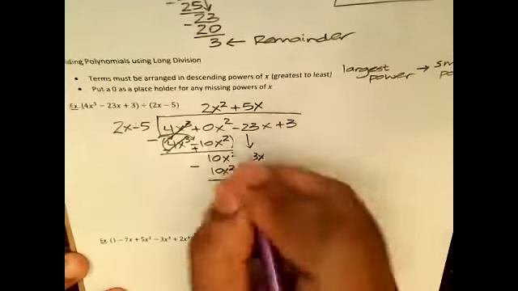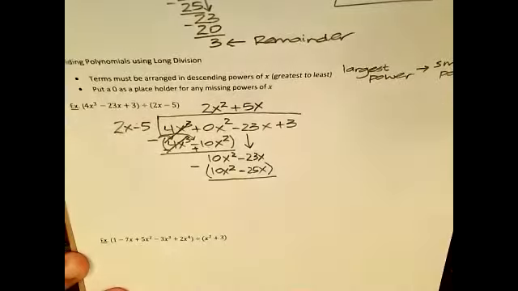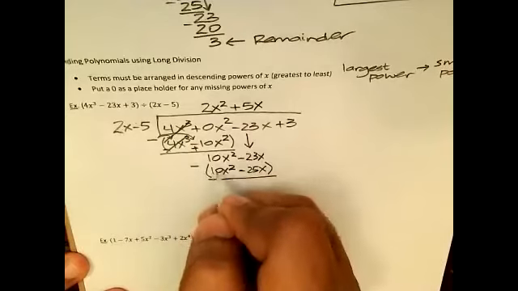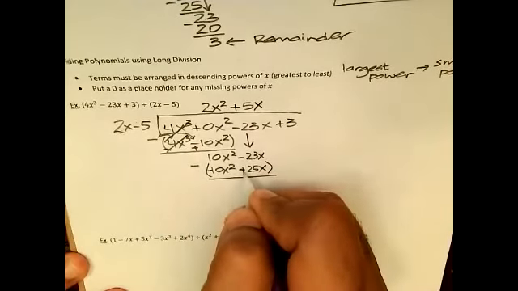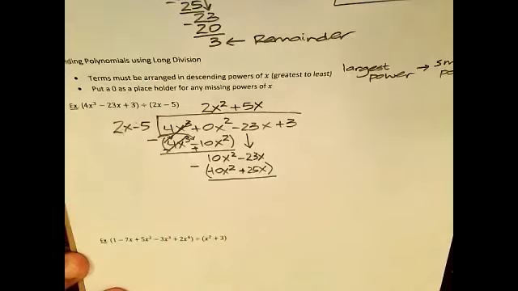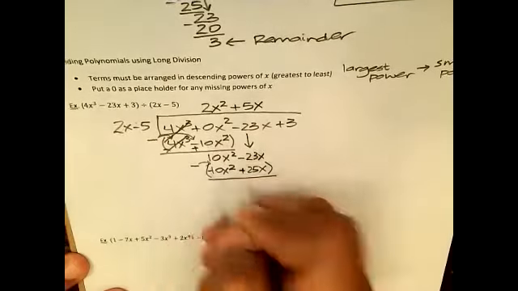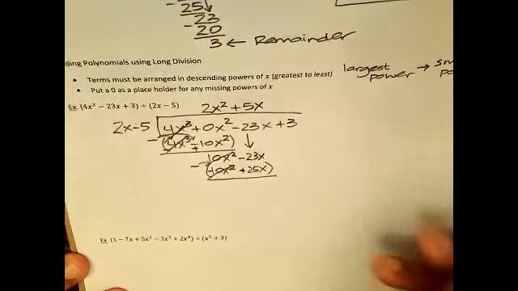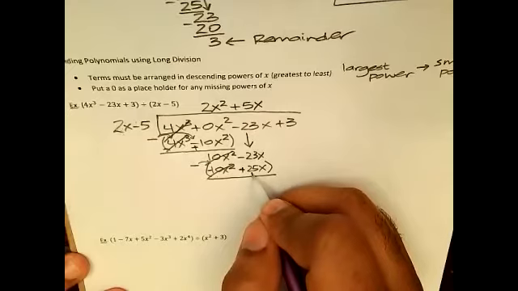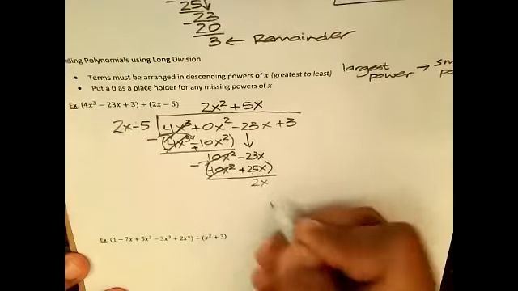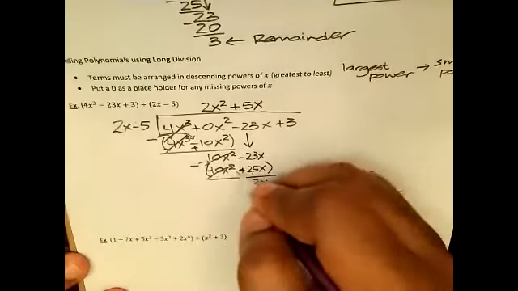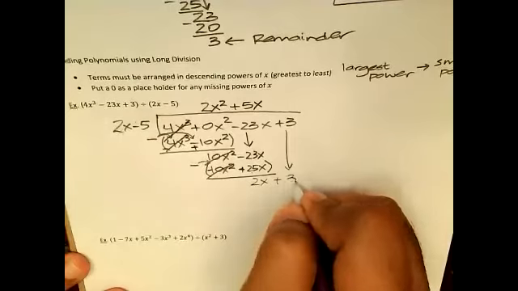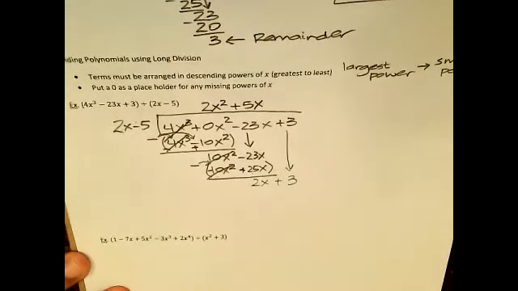Again, I'm going to subtract. When I subtract, I have to subtract both of these terms, meaning I have to distribute the negative. So this will become negative, and this negative will change into a plus. 10x squared minus 10x squared cancel out. Negative 23x plus 25x gives me 2x. After I've subtracted these, next I'm going to bring down the plus 3, and then I'm going to repeat this process.